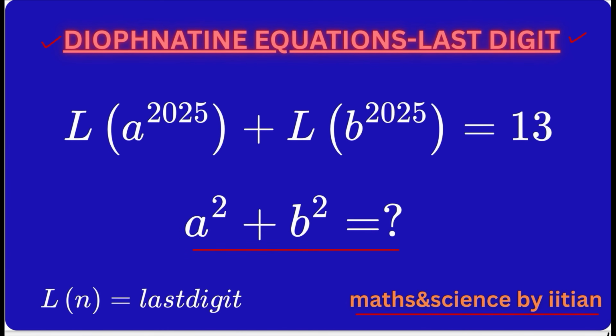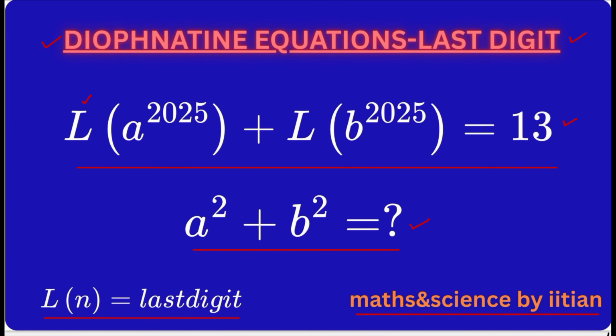It's a very tricky Diophantine equation problem where L of a number is nothing but the last digit of that number. Here, last digit of a to the power of 2025 plus last digit of b to the power of 2025, and their sum is given as 13. There are no values given for a and b. A and b are arbitrary positive integers, and we have to find the value of a square plus b square. Single equation, confusing equation, tricky equation.